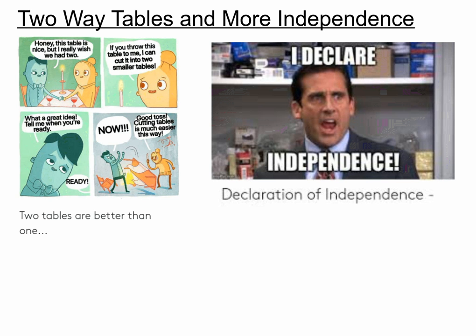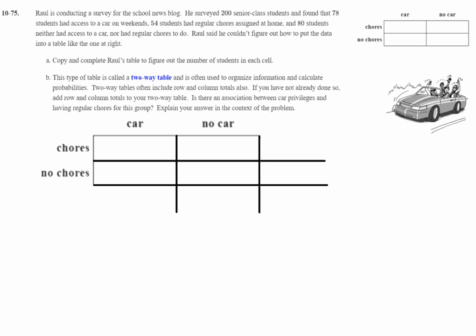Hello, geometers. Today we're going to talk about two-way tables, or extend on what we had about two-way tables and a little more independence. So one of the difficult portions of two-way tables is sometimes putting in our information. So we have a situation here where I was conducting a survey of 200 total students.